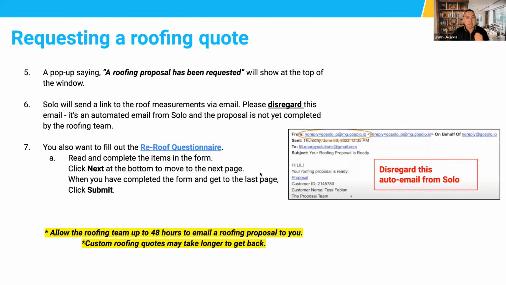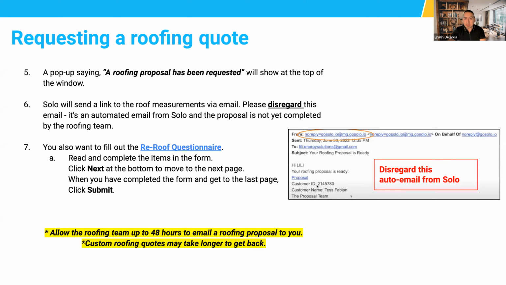Okay, the next thing we're going to see is an email coming back to you. This is where we've seen a lot of confusion from the field, a lot of questions like, hey guys, I sold this for this amount, but it's a higher amount now. So we want to disregard that auto reply email from Solo. We can't turn it off, unfortunately. If we turn it off, it's going to turn off the auto emails you get from your solar proposal. You'll see an email from Solo saying, hey, your roofing proposal is here, it's ready. But as you can see, it says no reply.